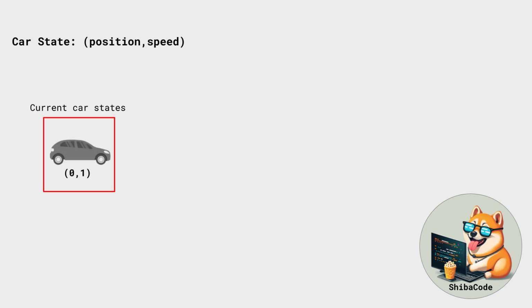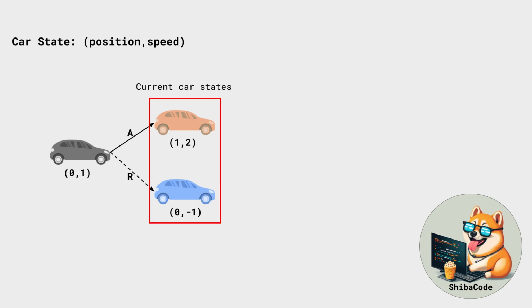Let's see how the algorithm updates the car states. We start with the car state of position 0 and speed 1. The first thing we do is update the current car state with the 2 options available to us: accelerating and reversing. Since we haven't visited the new 2 states, we will keep them in the current car states.